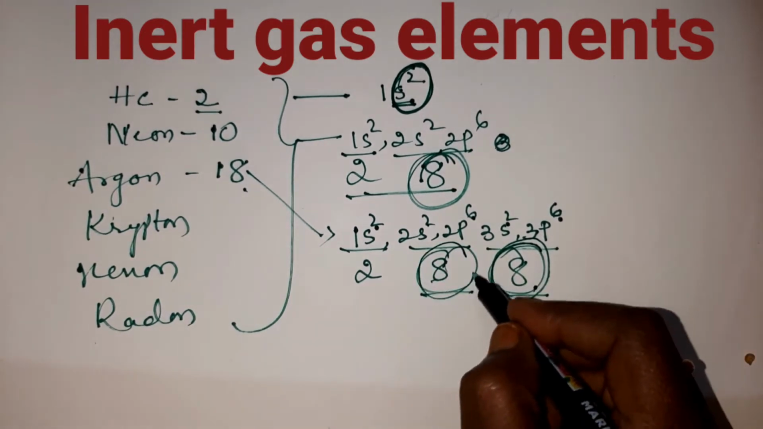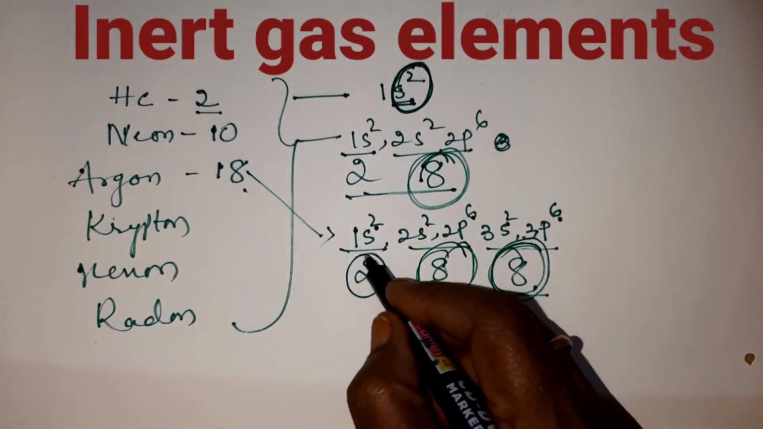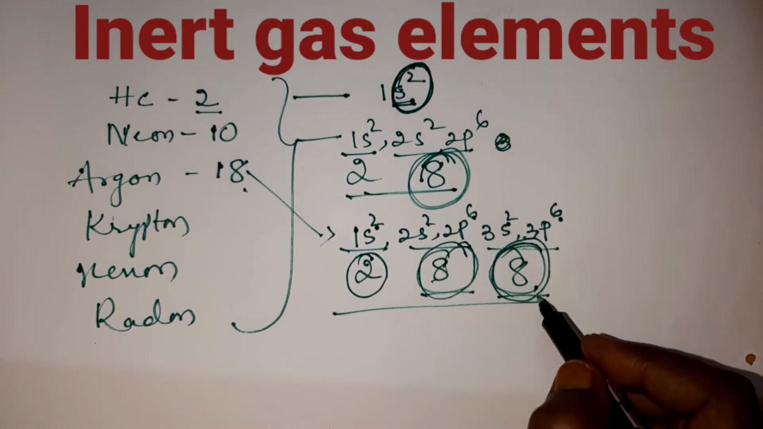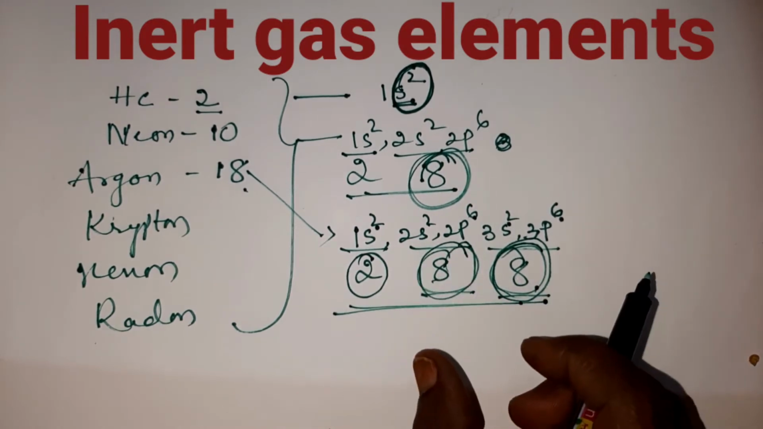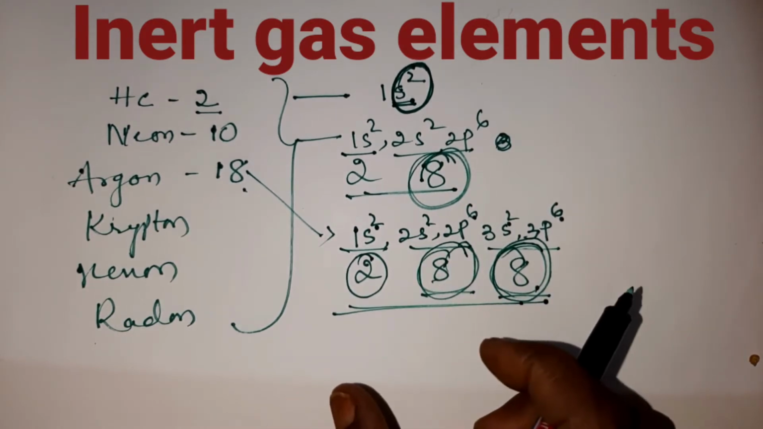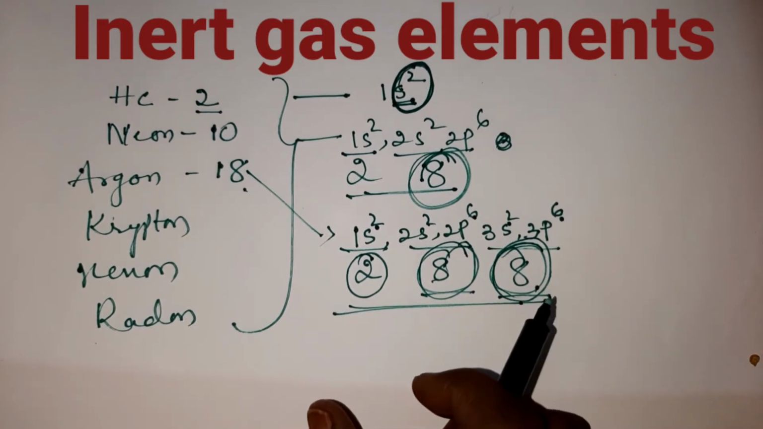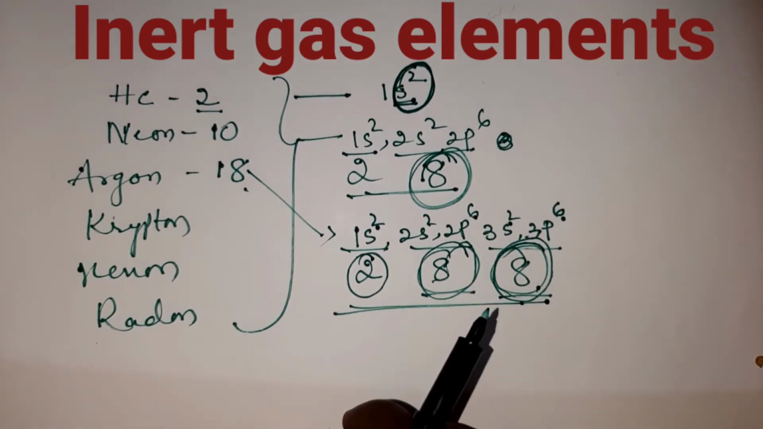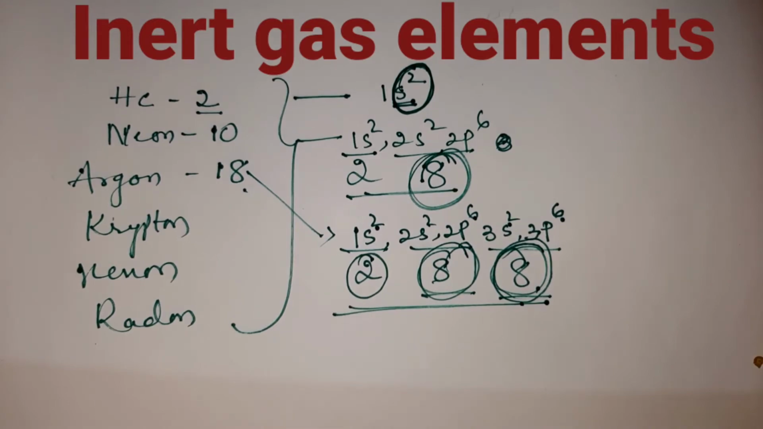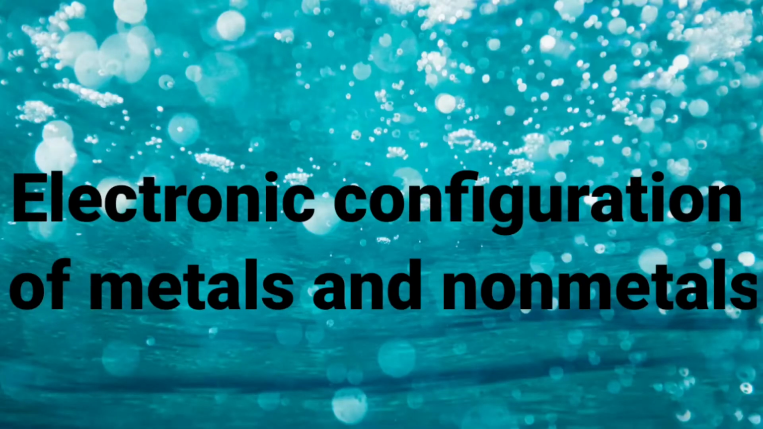And here the 8 is also completely filled, and the first shell with 2 is also completely filled. Such elements, where the outermost shells are completely filled, are called noble gas elements or inert gas elements. Now we shall see the electronic configuration of a few metals and non-metals, children.